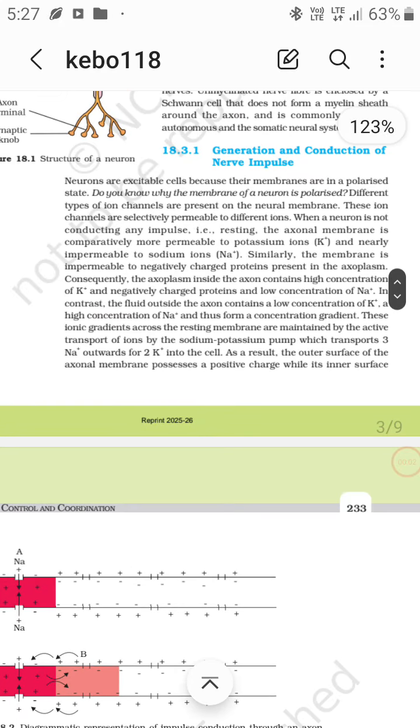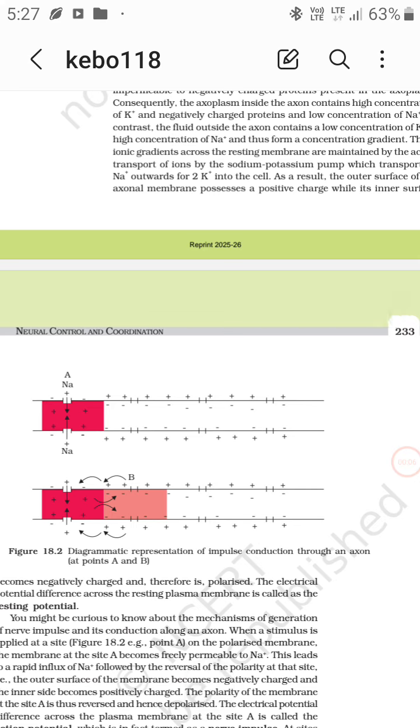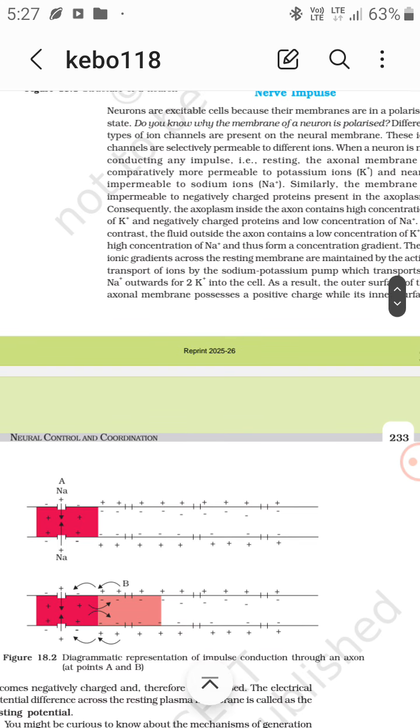Generation and conduction of nerve impulse. So outside the sarcolemma it is positive charge, and inside the axoplasm it is negative charge. Inside there is a high concentration of potassium and negatively charged protein, and outside there is a high concentration of sodium. There is a low concentration of potassium outside.